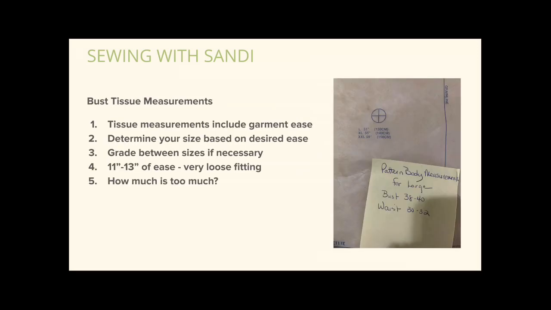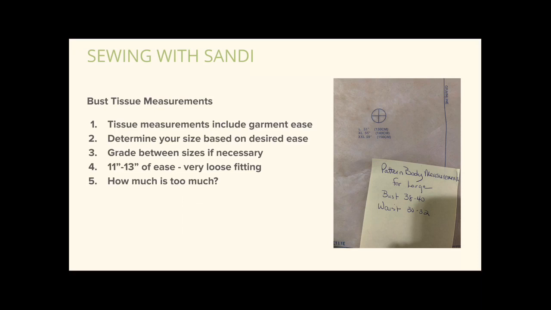The next thing I want to determine is what size I want to make. Now, if I look at the body measurements, which you can see on the post-it, I've rewritten them from the back of the pattern. The bust for this garment is 38 to 40 inches. On the tissue, you will see finished garment measurements for the bust, the waist, and the hips, and anything else that's pertinent for that particular pattern.